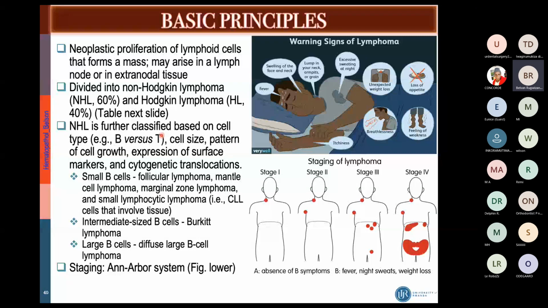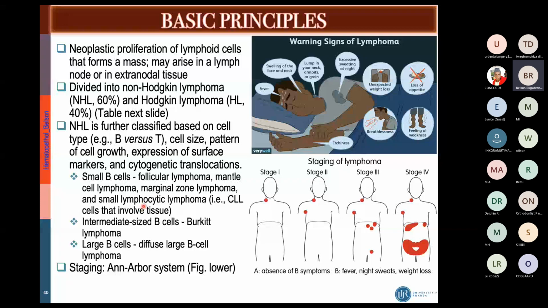So non-Hodgkin lymphoma is further classified based on cell type, either T cell or B cell. Also, when you look at cell size, we have diffuse large B cell, large B cell when it is large, or it can be small cell, small lymphocytic lymphoma. Also, we look at the pattern of cell growth and expression of surface markers, cytogenetic translocations, where they can do them. In terms of size, there are small B cells, which are follicular lymphoma, mantle cell lymphoma, marginal zone lymphoma, and small lymphocytic lymphoma, which we saw in chronic lymphocytic leukemia.